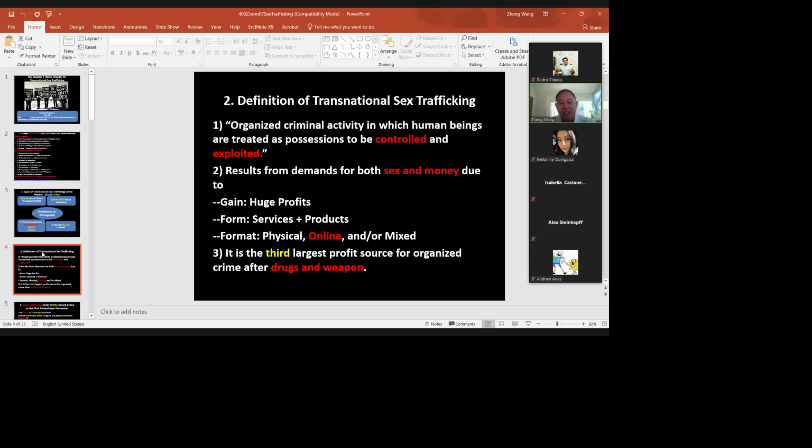So imagine a motel room. The young girl was forced, coerced, to perform certain things, to be videotaped or have a picture taken. So that is the definition: organized, controlled, and exploited. They are making money from their bodies.